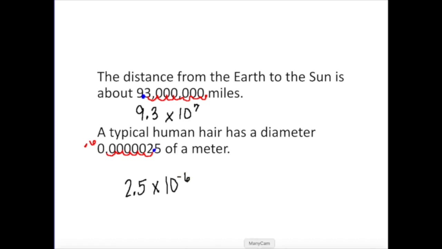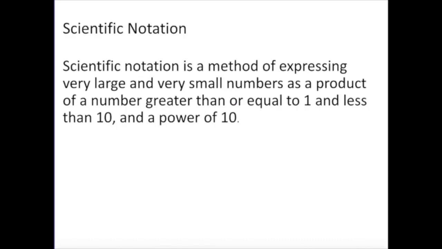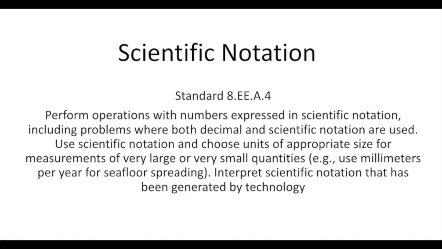All right. So the reason that we use scientific notation is to express very, very large numbers and very, very small numbers a little bit easier. All right. So remember that scientific notation is the way that we can express numbers as a product of a number greater than or equal to 1 and less than 10, and a power of 10. So in addition to expressing numbers in scientific notation, we also need to be able to perform operations with these numbers, including problems where both decimal and scientific notation are used.